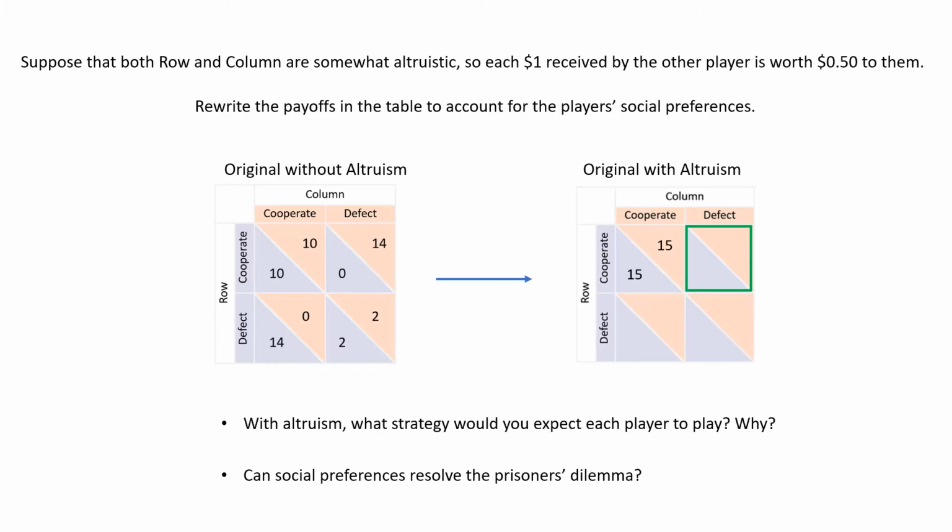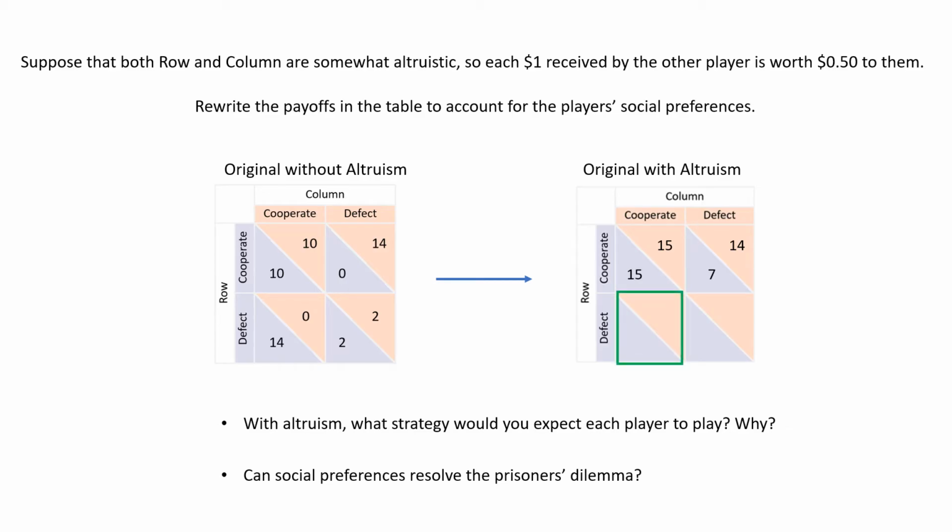Second, we look at the situation when row plays cooperate and column plays defect. In this case, the column player receives a payoff of 14, and he gives half of that to the row player. So we rewrite the row player's payoff as 7. However, in this case, the row player receives a payoff of 0, so half of 0 is 0, and he gives 0 to the column player, so the column player's payoff remains the same at 14.